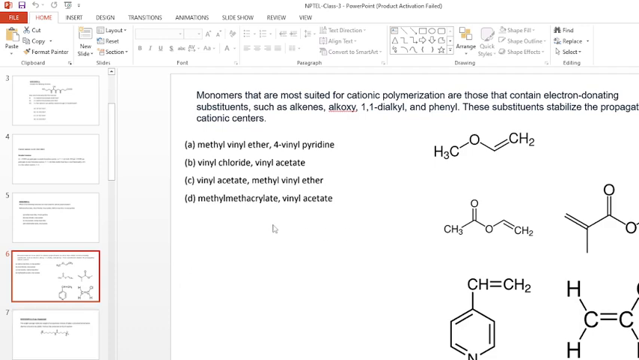Cationic polymerization you can explain by the structure of the molecule after addition of the cation. If the molecule is able to stabilize this positive charge produced due to the addition of the cation, then it will polymerize well. But if the molecule is not able to handle this positive charge, or the conditions are not favorable to accommodate this positive charge, then we can say this molecule is not favorable for polymerization.